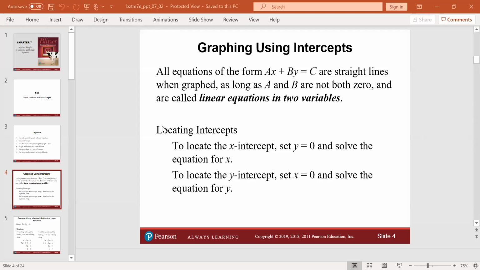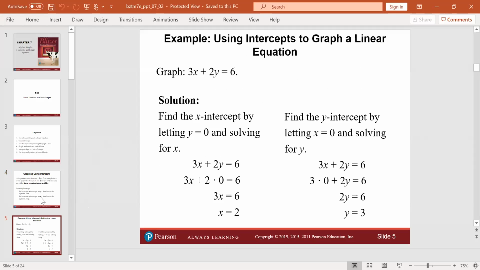And the way it's going to work, there's a couple different methods we can use to graph, but we can use the intercept method, as it's sometimes called. So let's see what's going on. Let's say you have the equation 3x plus 2y equals 6. 3x plus 2y equals 6. Okay.